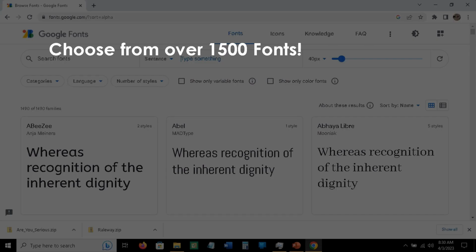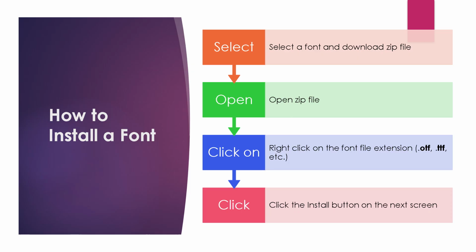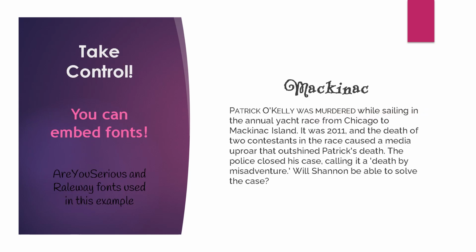Did you know that Google has a collection of over 1,500 fonts? These are free for personal and commercial use. It's a simple process to do this. Select a font and it downloads into a zip folder. Open this folder, right-click or double-click on the .ttf or .otf extension, then click the Install button. This font will now be available for you to use.